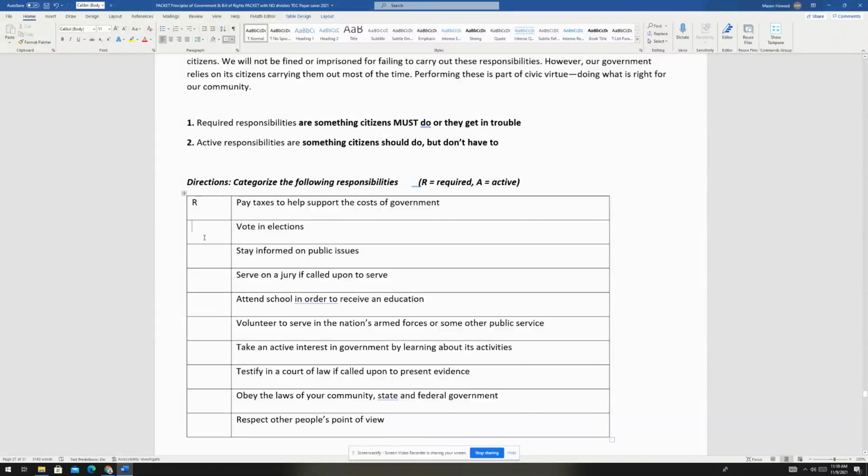Now, vote in elections. Is that required? So, is that something you must do or you get in trouble, or is it something citizens should do but don't have to? Yell it out. Let's hear it. Okay, you are correct. If you said A for active, we actually do not have to vote in elections. We talked about this when we learned about republicanism. We have some lazy grown-ups who do not vote in elections. They just kind of stay home and let everyone else take care of it. So that is active.